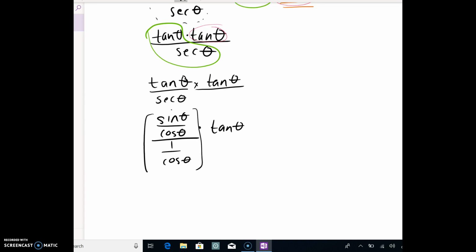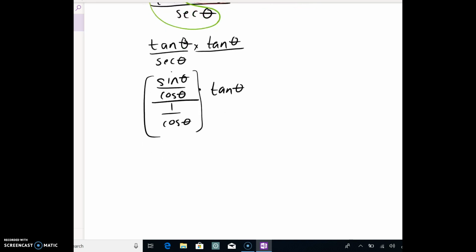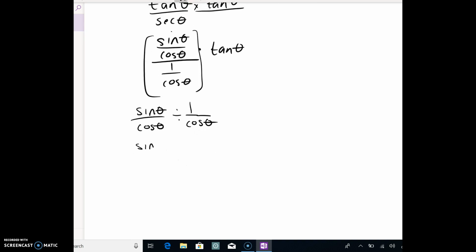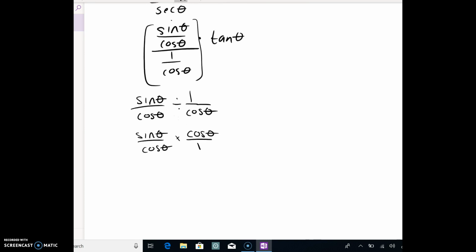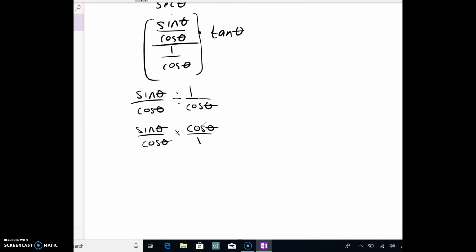Let's take a look at this. I'm just going to hang on to this for a while; we'll come back to it in a second. This is what we know. We have sine theta over cosine theta divided by 1 over cosine theta. And remember, when you divide, we take the reciprocal of the fraction on the right-hand side. So this is equivalent to saying this. And I hope you can see that we have these similar factors that are the same. So what we did is we just showed that that's the same thing as saying sine theta.